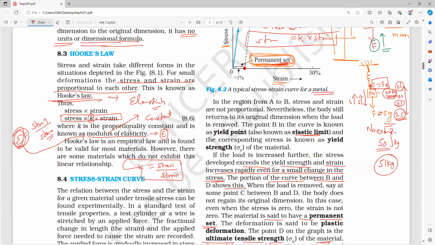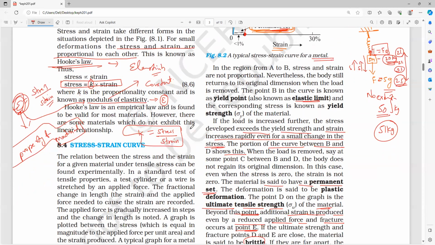This elasticity is purely a property of the material. It is not the same for different materials. Different materials have different modulus of elasticity. I hope you all clearly understand. If you have any small doubt up to here, please ask me. If you do not understand, I am ready to explain again.